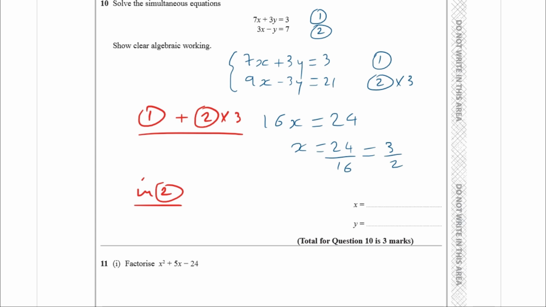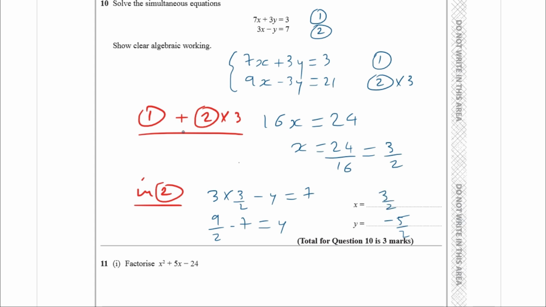Let's check here. So 3 times 3 over 2 minus y is equal to 7. So a little bit to do with fractions here. So 9 over 2 minus 7 is equal to y. And I could change that and say 7 is 14 over 2. So 9 over 2 minus 14 over 2 is going to be negative 5 over 2. So negative 5 over 2 here, and 3 over 2 for the x value.